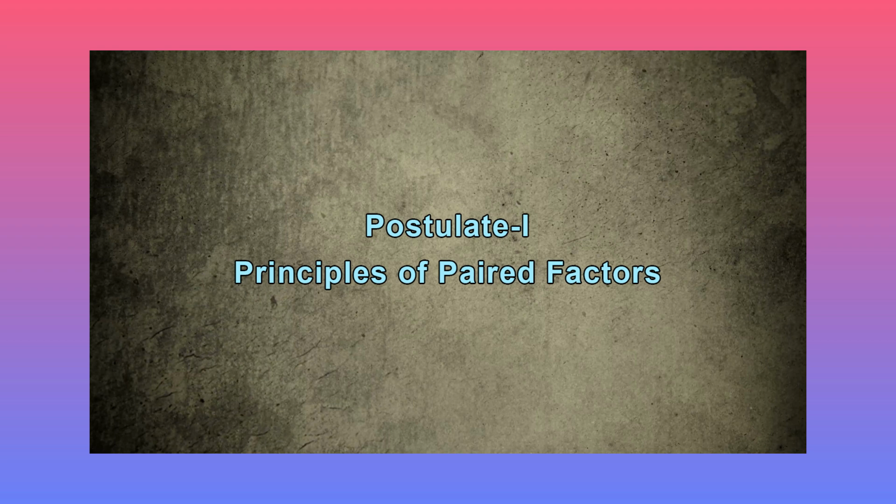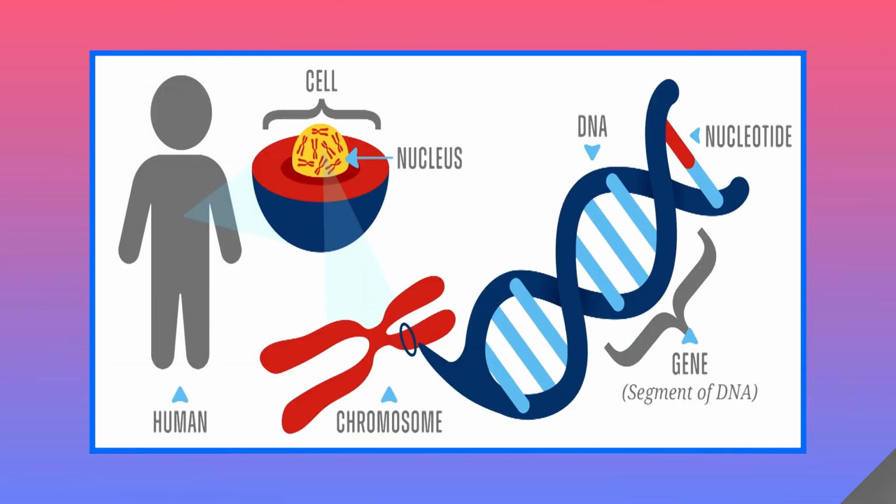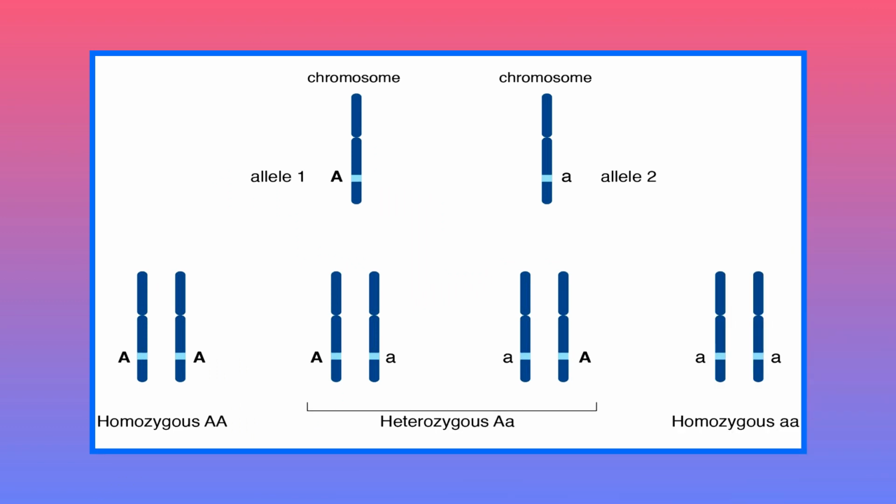Postulate 1 was the principle of paired factors. It means that a character is represented in a diploid organism by at least 2 factors. The 2 factors lie on the two homologous chromosomes at the same locus. They may represent the same (homozygous) or alternate expression (heterozygous) of the same character. Factors representing the alternate or same form of a character are called alleles or allelomorphs.